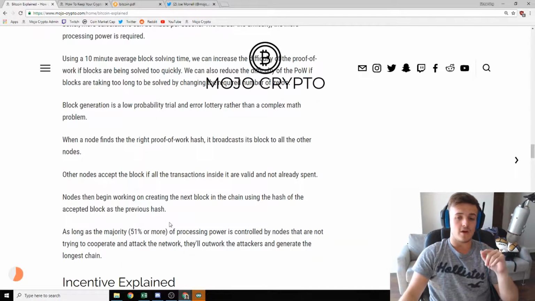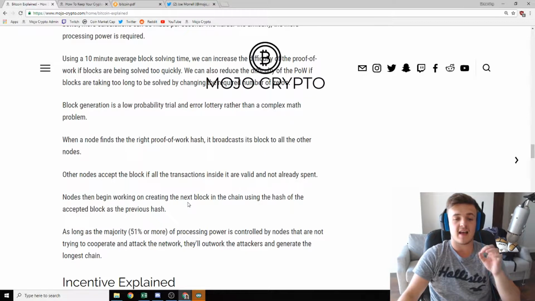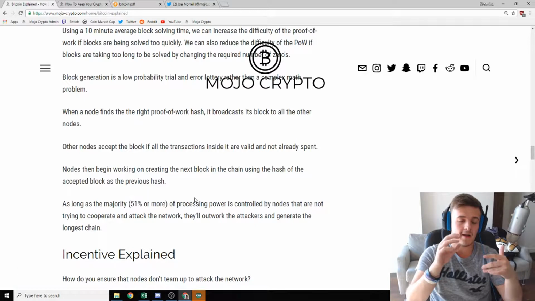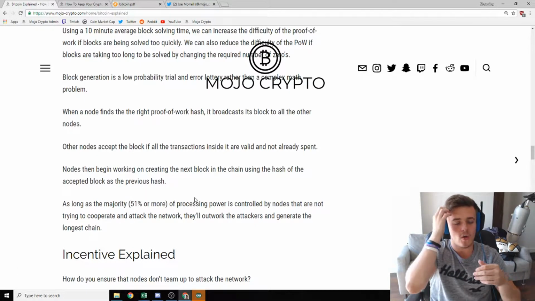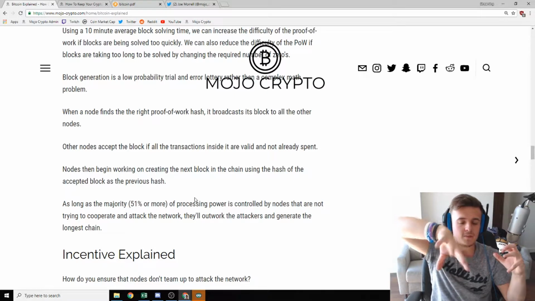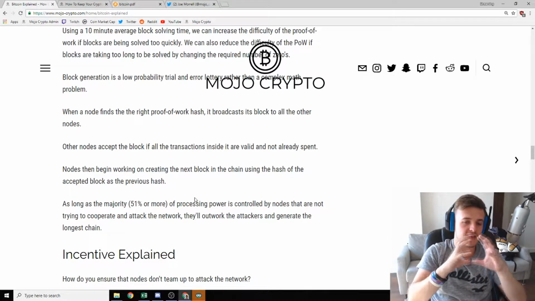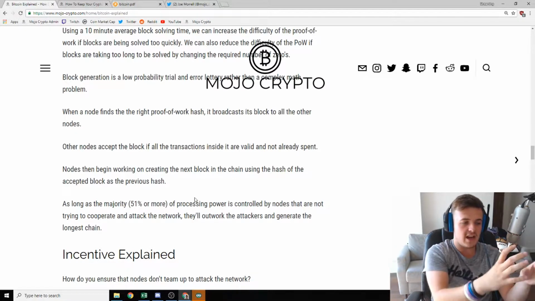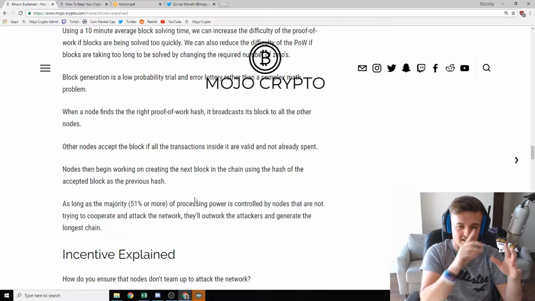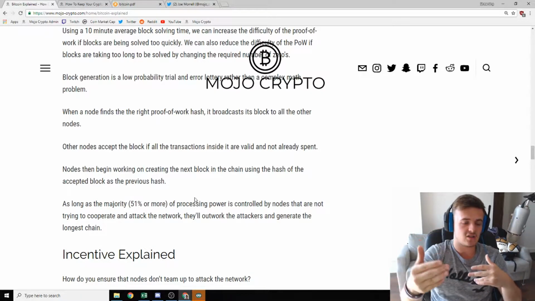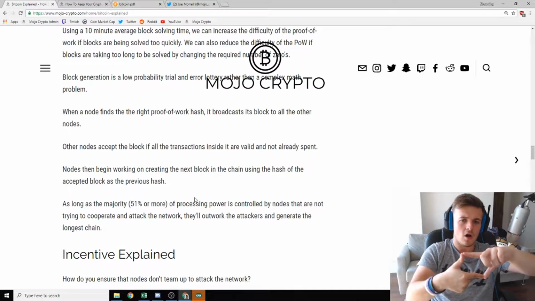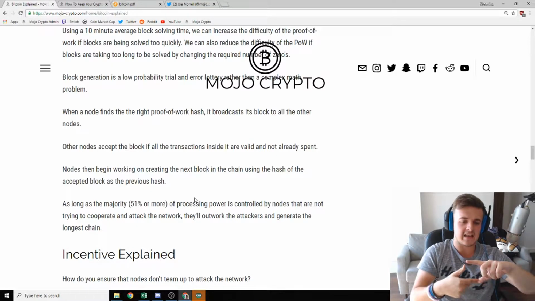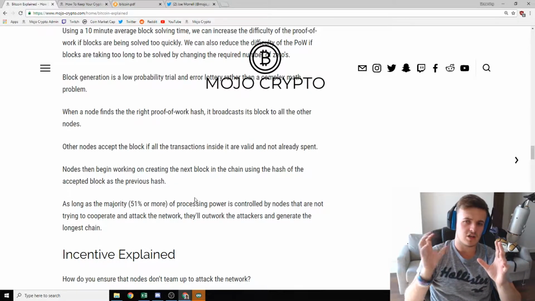So nodes then begin working on creating the next block in the chain using the hash of the accepted block as a previous hash. So let's quickly go over how somebody could be malicious. If this is how it works, all of these people are working on the hash. They're keeping everybody else honest. So if something changes, like if you change a transaction inside that block or anything changes, when you send the completed hash to me, I'm going to see that actually your hash is different. Your transactions don't line up with my transactions. Something has changed. So I'm not going to accept that your proof of work is correct.